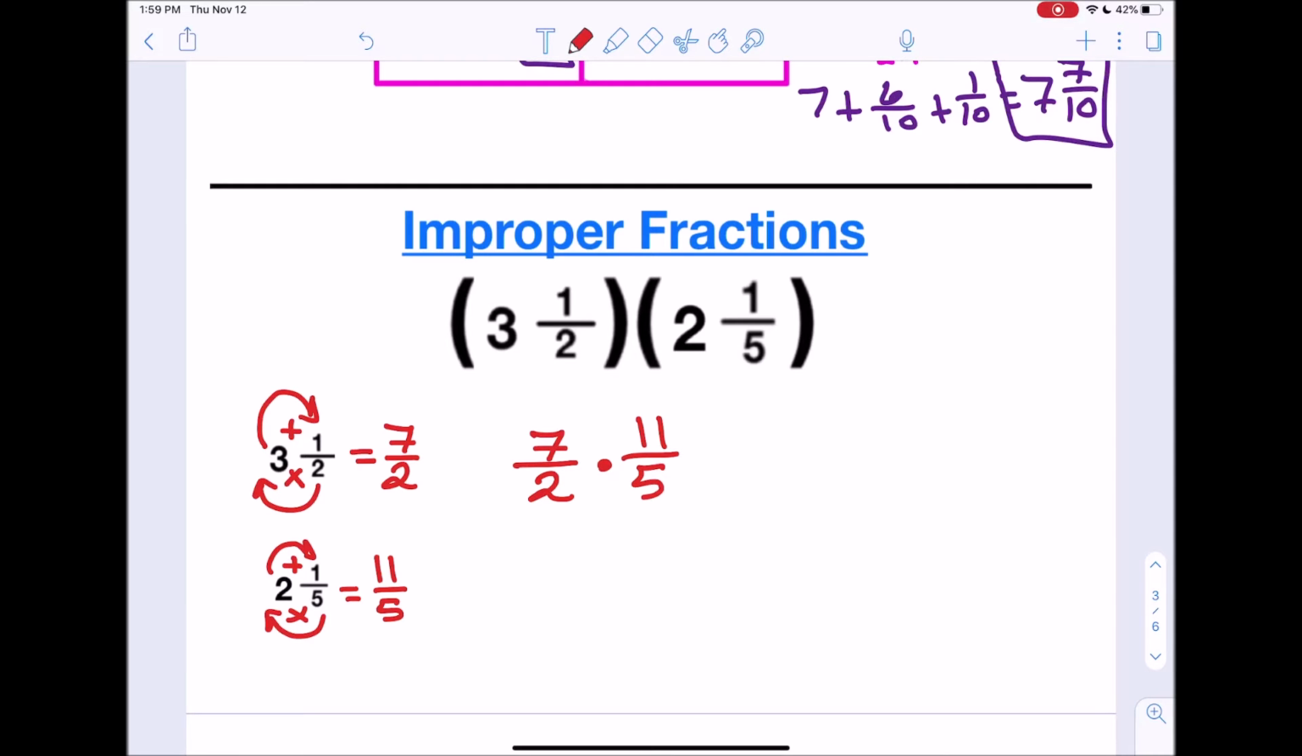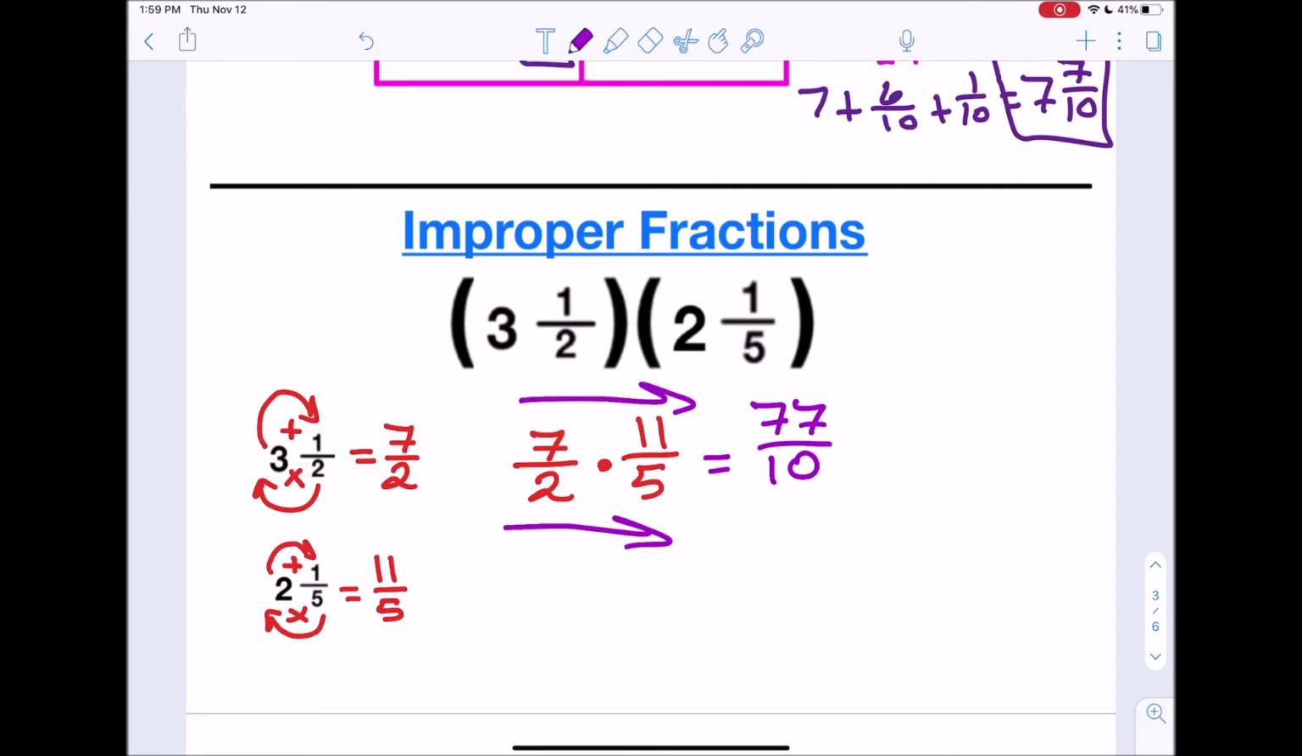First, I'm going to check to see if I can do any cross simplification, but 7 and 5, there's nothing that can simplify those two, and 2 and 11, there's nothing that can simplify those. So I'm going to go ahead and we're just going to multiply across because there's nothing to simplify. 7 times 11 is 77, and 2 times 5 is 10. Now, you might go 77 over 10 is not the same thing as 7 and 7/10, but that's because we still need to simplify this.